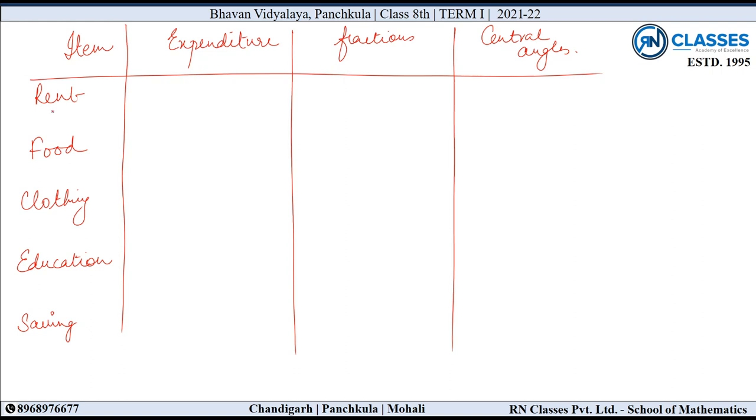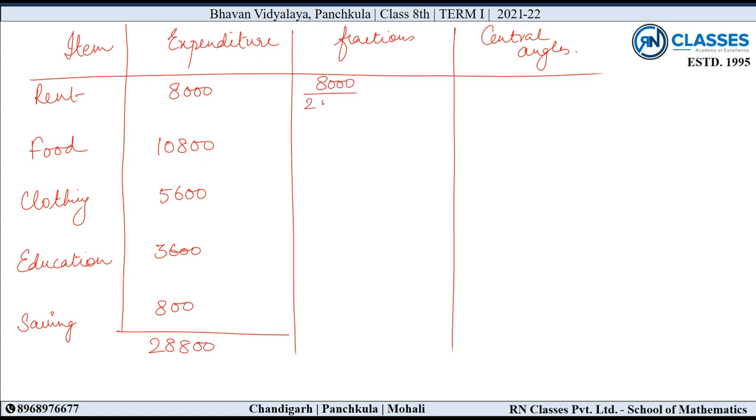Right? So rent pay expenditure is how much? 8,000. And food pay, it is 10,800. Clothing pay, it is 5,600. Education pay, 3,600. And on saving, it is 800. So total, hame pata hai, 28,800. We know it. Now, we'll form the fractions. Rent pay, fraction 8,000 by 28,800. The fraction would turn out to be 5 by 18.